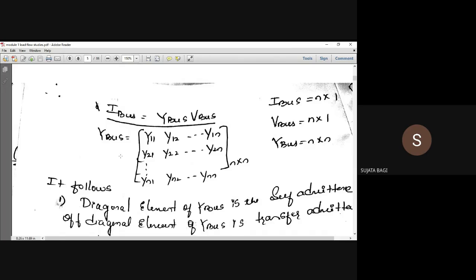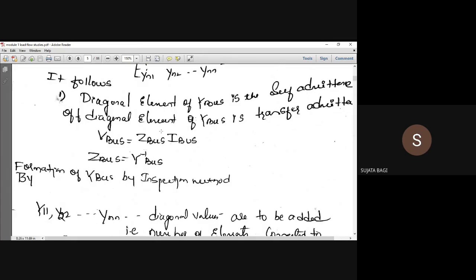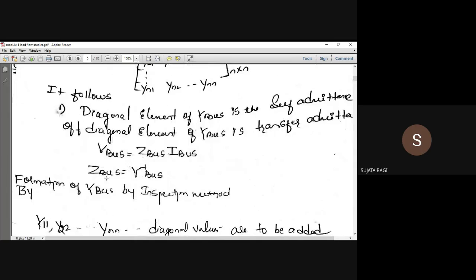And what about Y bus? It is n into n, n number of rows and n number of columns. So the same thing if you write in terms of voltage, V bus is equal to Z bus into I bus. So this is the admittance bus and this is the impedance bus. Sometimes in the exam, they may ask to form admittance or impedance values by using different methods like singular transformation and inspection methods. So Z bus is the inverse of Y bus, or Y bus is the inverse of Z bus. This we can form by using the inspection method also.